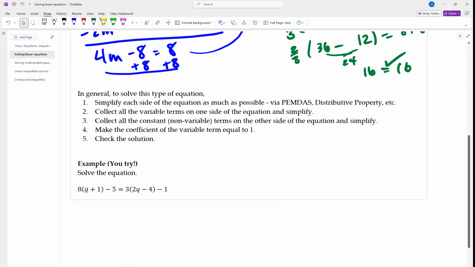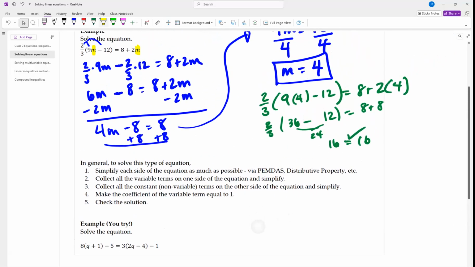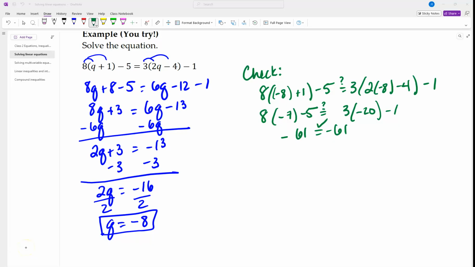Here is one more example for you to try, and I will leave all of this on the screen. I encourage you to pause the video, try it out, and in a moment I'll show the solution. And here is the solution.